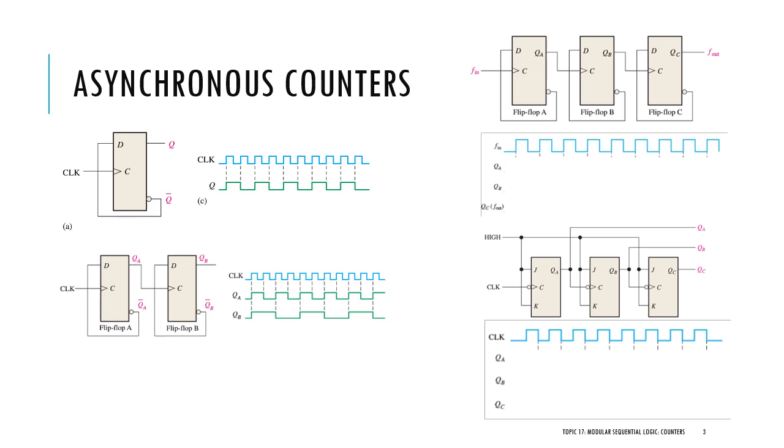Once the input changes and we have an active clock edge, the output will change immediately, no delays. So here is how we can build an asynchronous counter. Let's look at the first example. We simply use a D flip-flop and connect the Q bar output back to its input. Then we will find that the output Q will follow a pattern like this with respect to the clock edges.